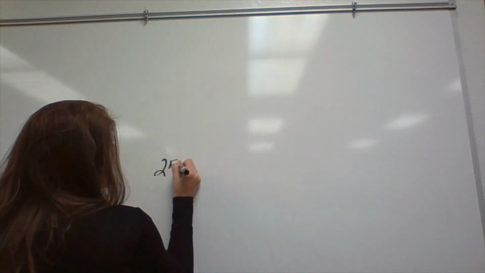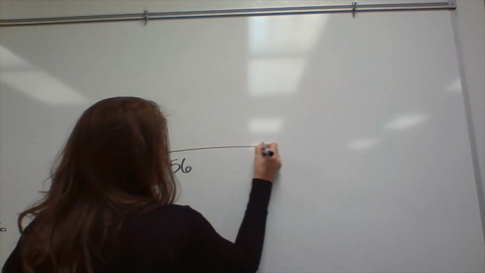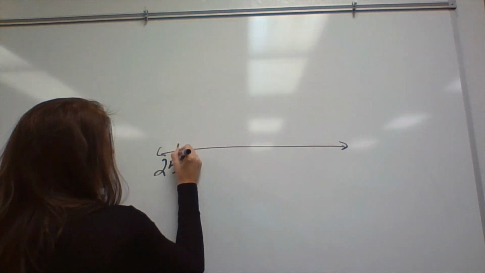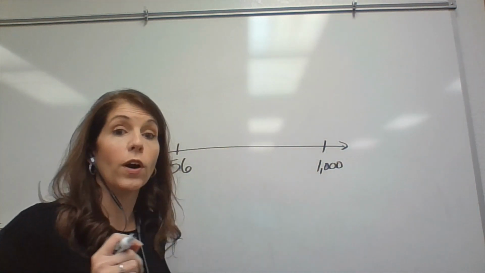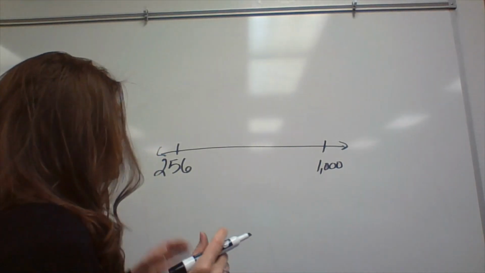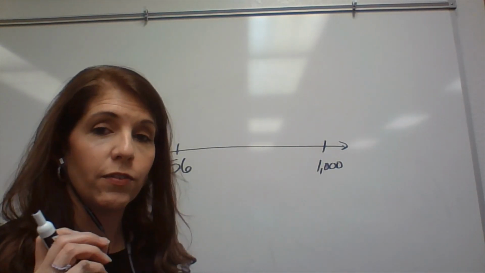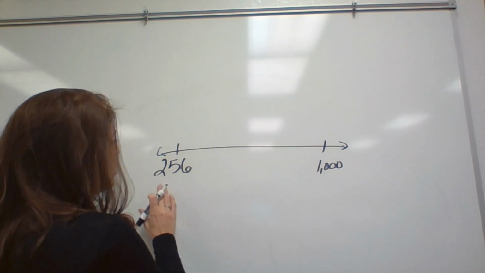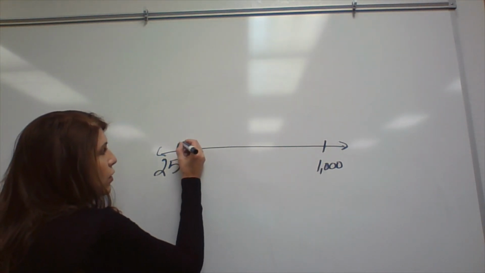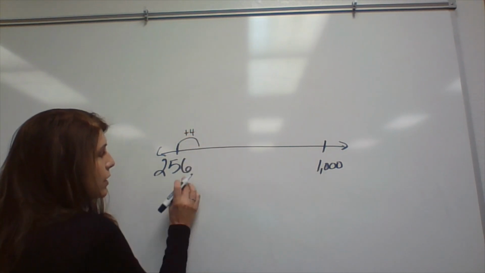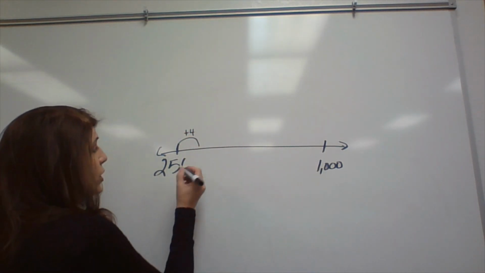Let's say that I started off at 256 on this number line, and it ends at 1,000. And I want to know, what could I hop to get to 1,000? So remember, it makes it easy for myself if I can end in a 0. So if I have 256 and I wanted to end in a 0, what could I do? I could just add 4. Because if I add 4 to that, I know that's going to make this up to 260.